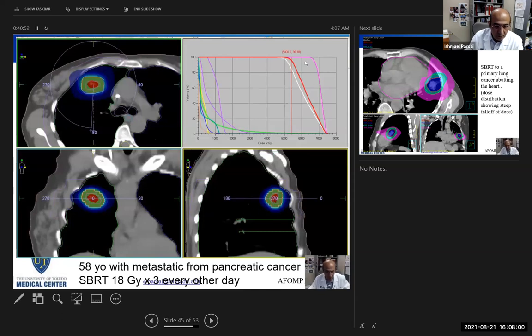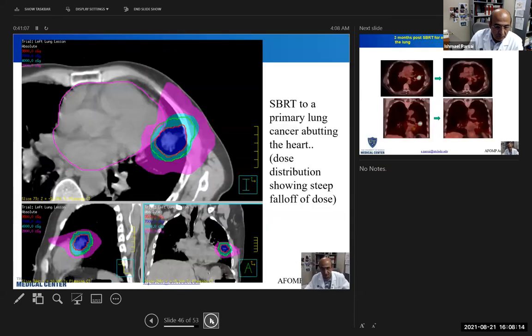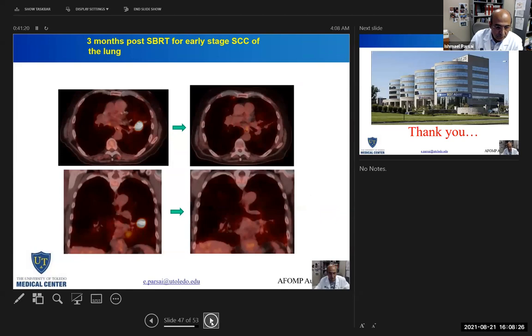Beautiful, really. This is a 50-year-old with metastatic pancreatic cancer, 18 gray times 3 every other day. Very nice dose distribution, beautiful, and it is working. Another SBRT to a primary lung cancer abutting the heart. As you can see, the dose carved around the heart is beautiful. Here's another 3-month post SBRT for early stage small cell cancer of the lung. You can see here the tumor and then gone.